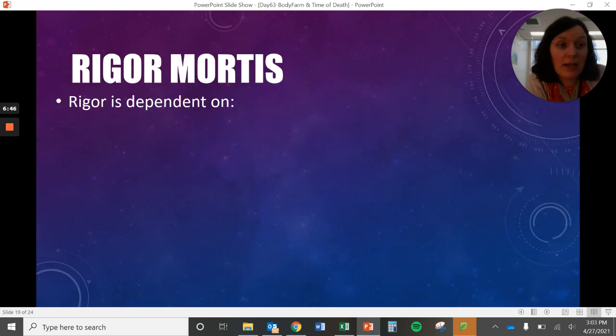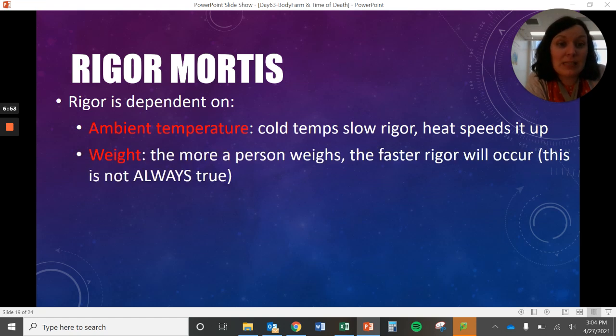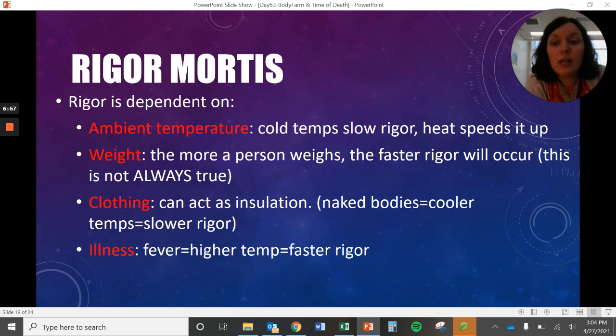Okay, so rigor also depends on several factors. Ambient temperature is going to be a factor as well. Cold temperatures slow rigor down, and heat speeds it up. Weight can also be a factor, but not always. Clothing, illness, and sun exposure, these are all related to our temperature. So we can have an insulator that makes the body cool down faster, or have a cooler temperature or a warmer temperature. And so all of these are going to have the same effect as our ambient temperature.